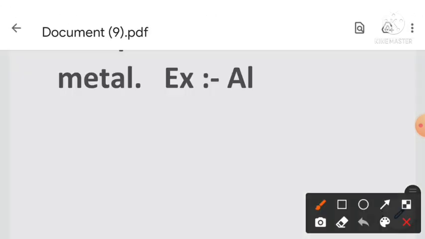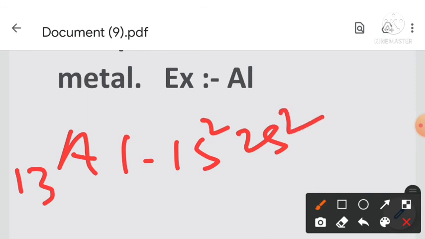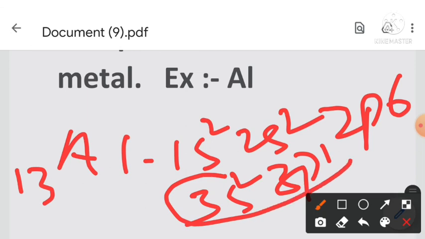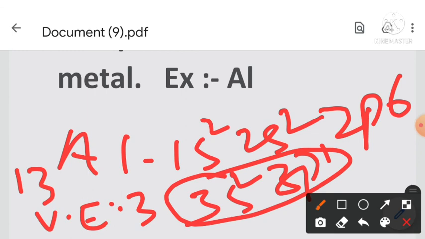Now Z of aluminium is 13, so we write electronic configuration 1s2, 2s2, 2p6, 3s2, 3p1. We know that 3s2 and 3p1 is the valence shell, so in this shell the number of electrons present is 3. So valence electron of aluminium is 3. In this way we get 3 valence electrons, so it is said to be a metal.